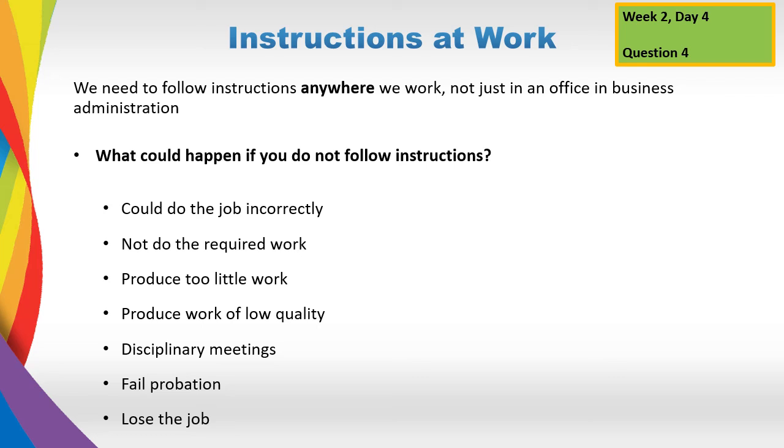So what could happen if you're not following these instructions? The job could be done incorrectly, which means that you're going to have to do the work again. You might not meet the standards of the work. You might not do the work that's been required of you. It might be low quality, there might not be enough of it. This could lead to disciplinary meetings. It could mean that you fail probation, and ultimately that you could lose your job.